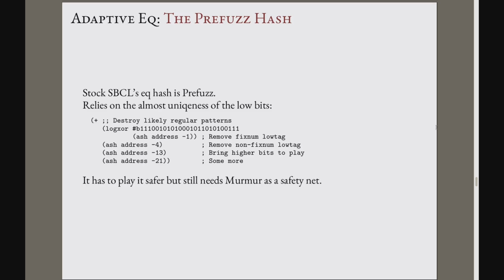So SBCL's prefuzz, simplified here, looks like this. It does similar things. It shifts out certain low bits that are likely constant and tries to bring in some high bits. But it's really bad for certain cases, as we have seen, and it is also a good trade-off in practice, evidenced by the fact that this has been in use for like 20 years. Still, the worst case behavior is terrible, so it needs murmur as a safety net.